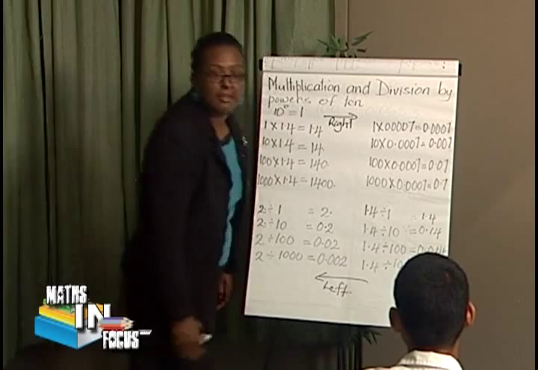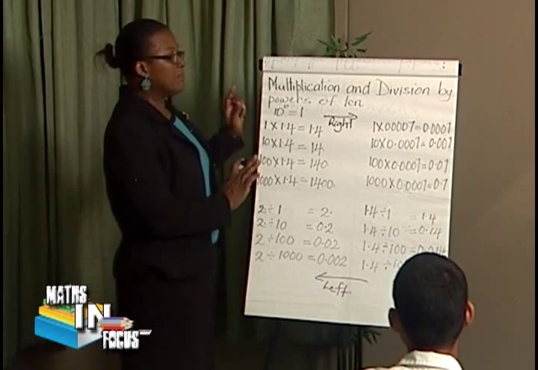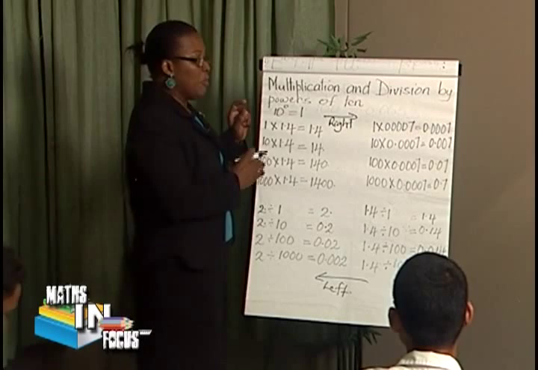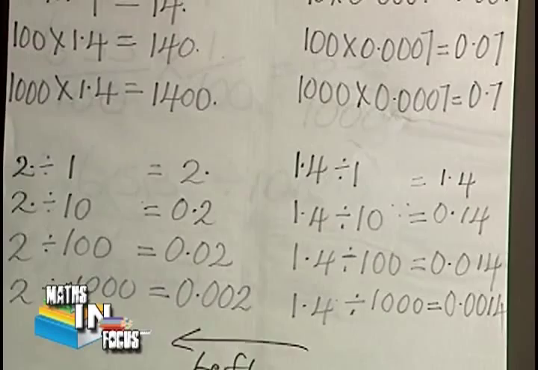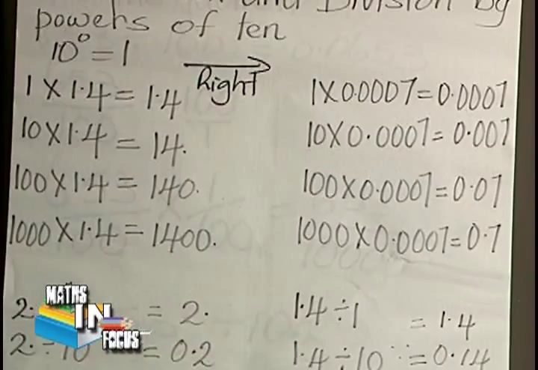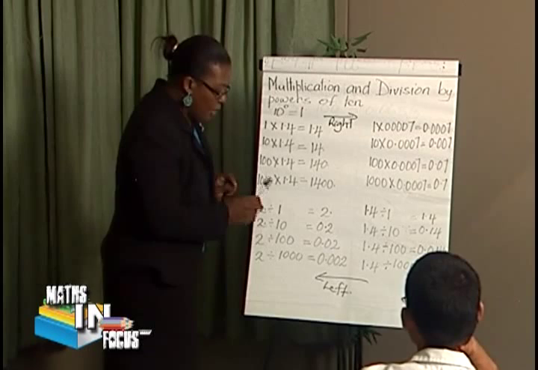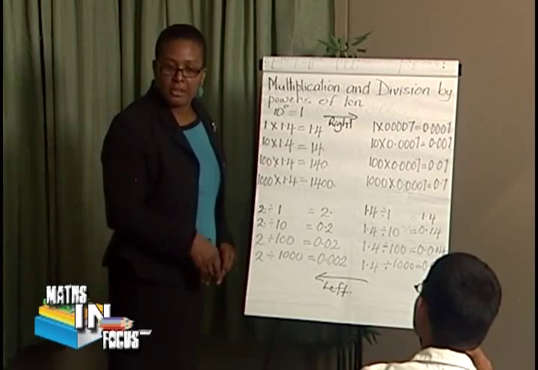So if we should summarize what is happening here as we multiply and divide by powers of 10. In multiplication, when you multiply by powers of 10, the decimal point is shifted to the right. And how many places it is shifted is determined by whether you're multiplying by 1, 10, 100, 1,000, and so on. When we're dividing, the decimal point is shifted to the left, and that is determined by whether you're dividing by 1, 10, 100, 1,000, 10,000, a million. The number of zeros will determine the number of places moved.